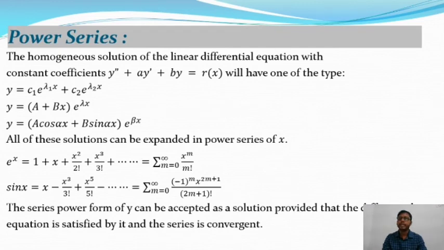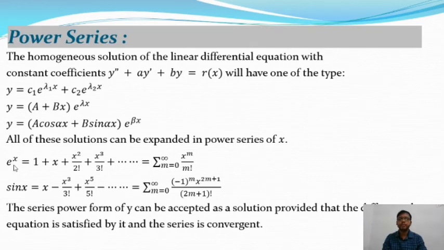Okay, so the solution of this second order differential equation is either c1 into e to the power lambda 1x plus c2 into e to the power lambda 2x, or y is equal to a plus bx into e to the power lambda x, or y is equal to a cos alpha plus b sin alpha into e to the power beta x. And these three solutions depend on the nature of the roots of the auxiliary equation. Okay, so all of these solutions can be expanded in power series of x.